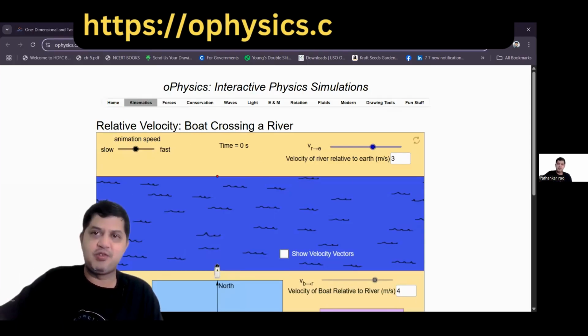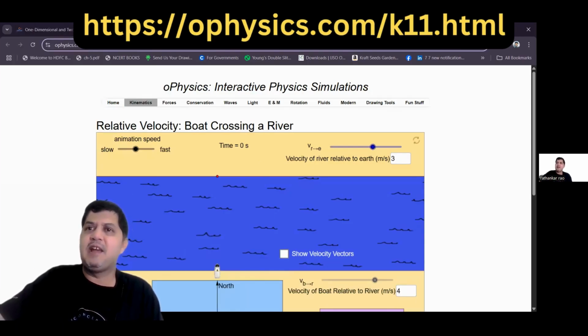Now this is relative motion. Relative motion, you actually don't have it in your syllabus, but it's good. If someone is preparing for the NEET examinations or any competitive examinations, AP physics or anything like this, then this would be really useful. What we do is, let me click on relative vector, show velocity vector.